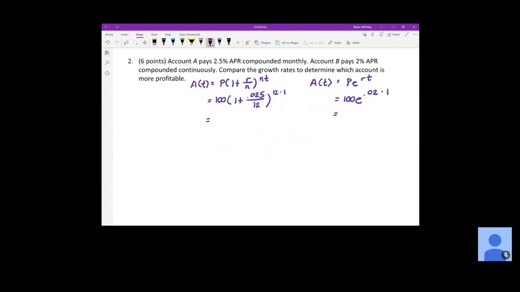Okay, so $102.53. That looks good. So there's our amount for that one. And then what do we get when we do 100 times e to the 0.02?